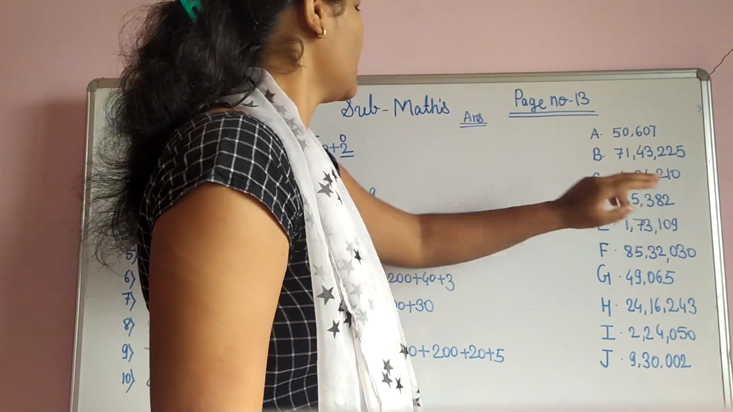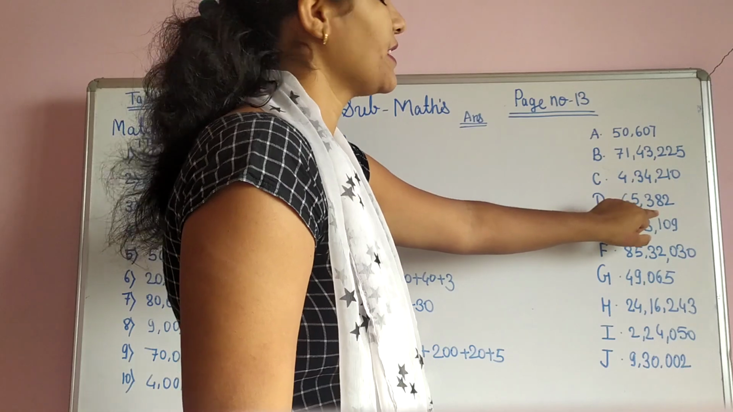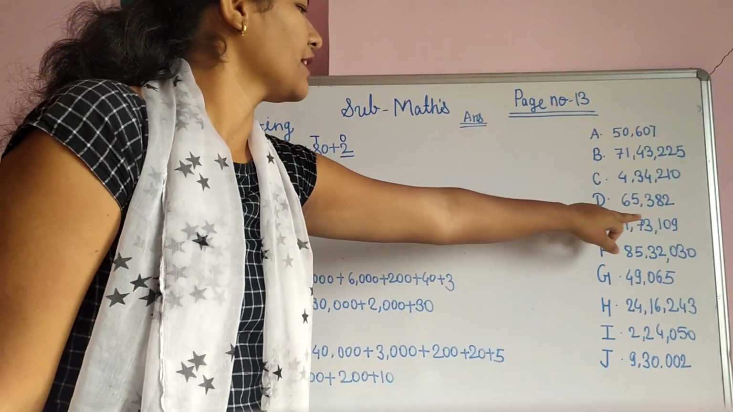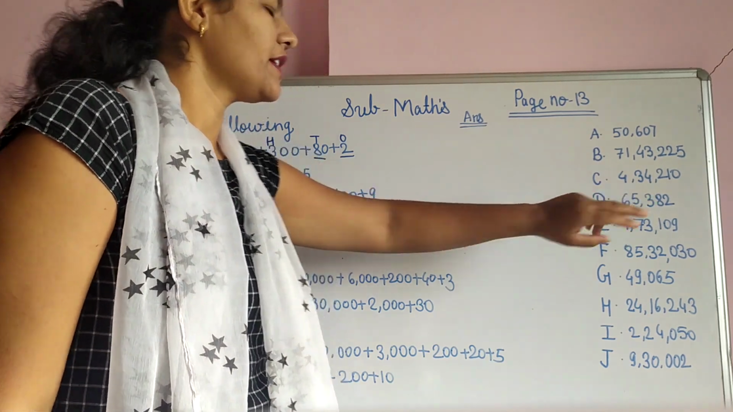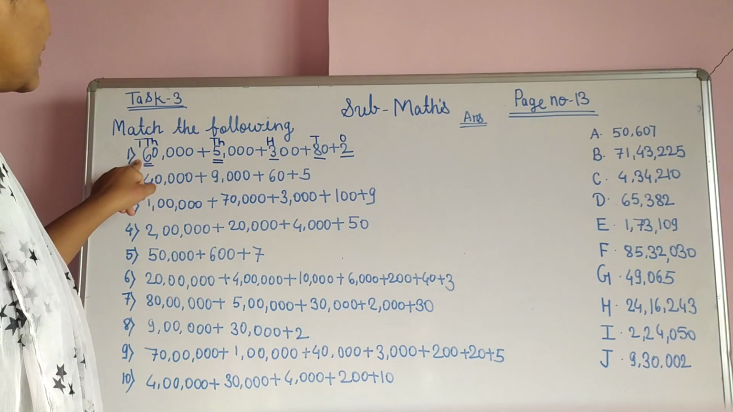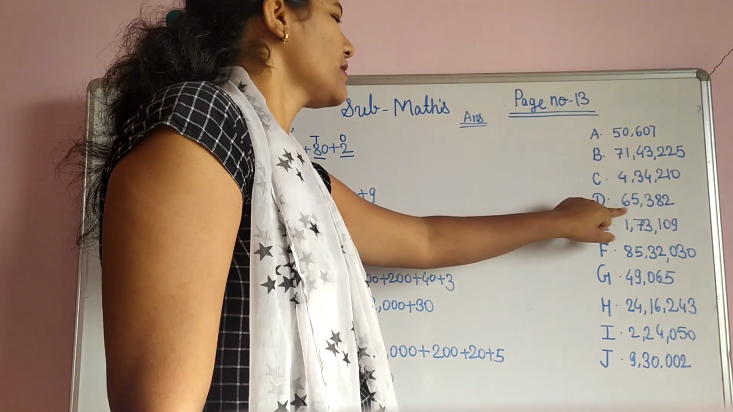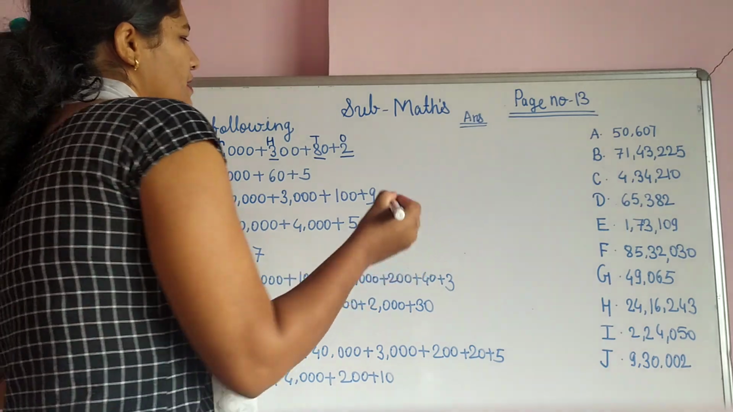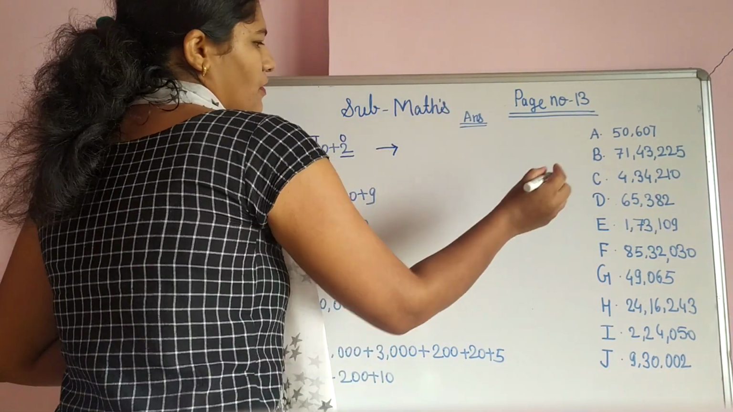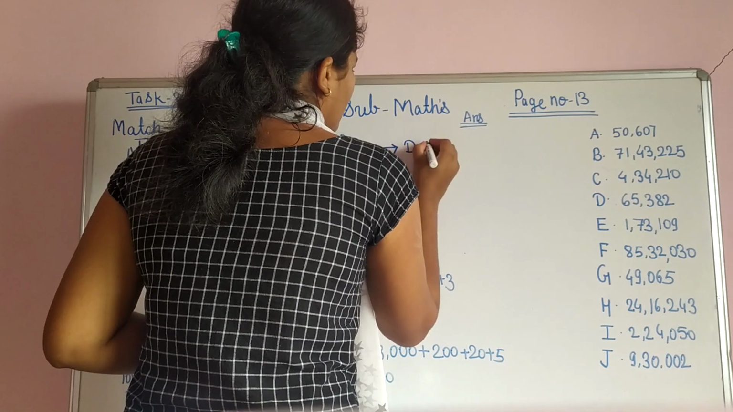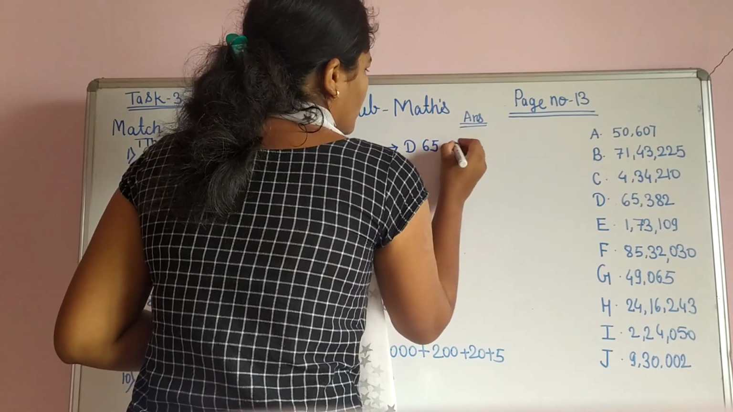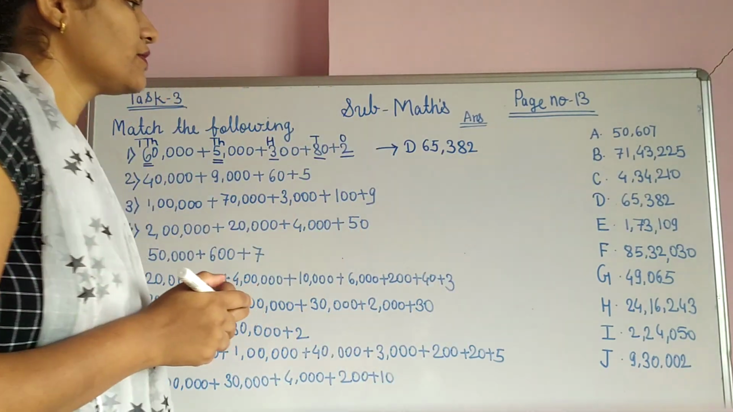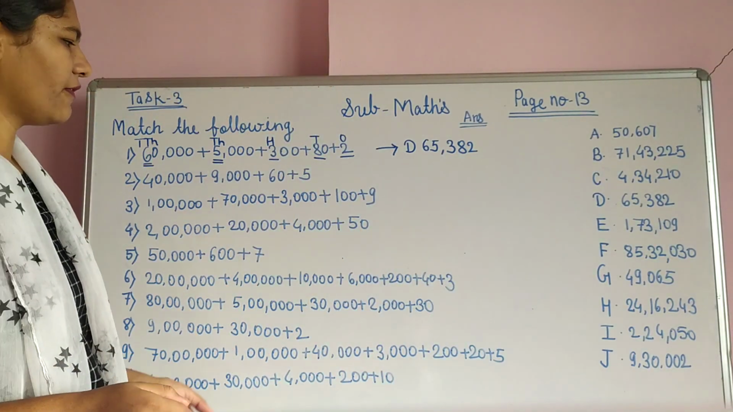Tens place 8 is there, here also 8 is there. 100 place 3 is there, here also 3 is there. Then see next, 1,000 place 5 is there and here also 5 is there, and 10,000 place 6 is there and here also 6 is there. So this is our answer. Whatever answer we find, we write it here. So what is the answer? That answer is D, 65,382.